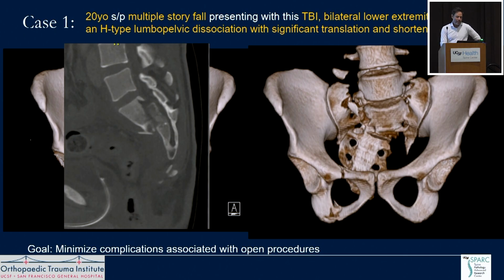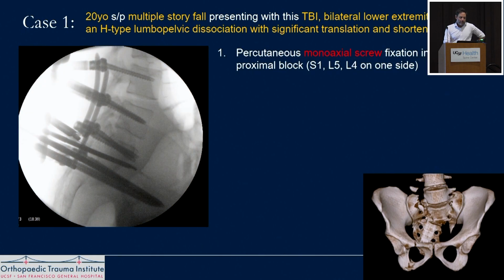I was looking at this, and thought this is probably going to require an open procedure, but we always try to see if we can achieve anything percutaneously first. And having a low threshold to open, you need to do whatever you can to get an acceptable reduction. But if we can avoid the added soft tissue injury risks with an open procedure, that would be ideal. So what did we do? We took him to the OR once he was stable enough to go.